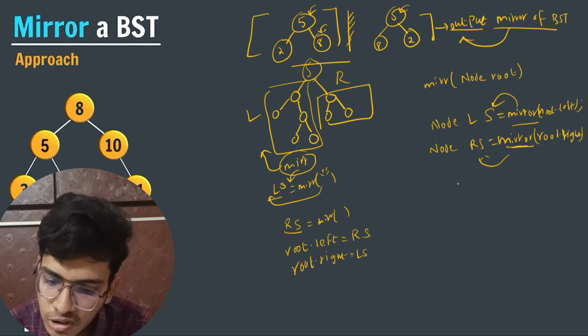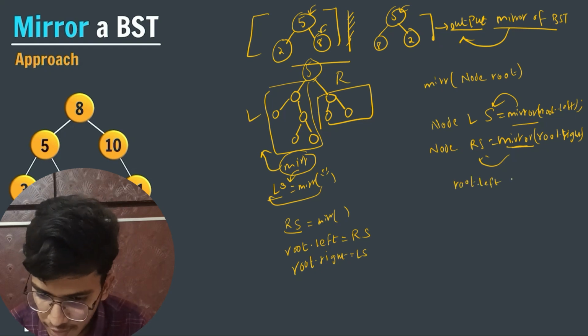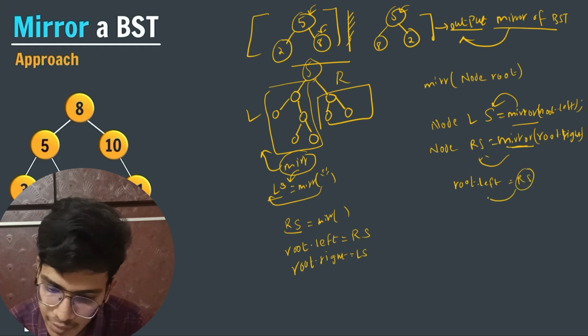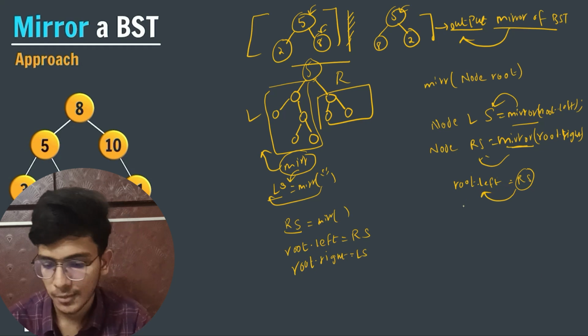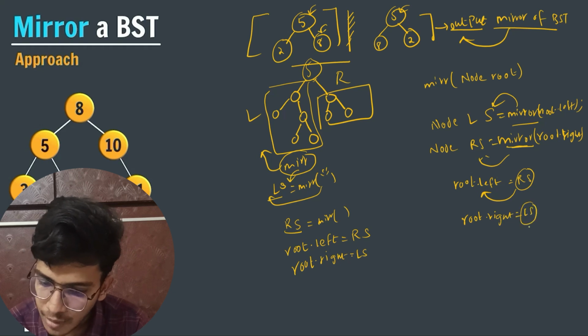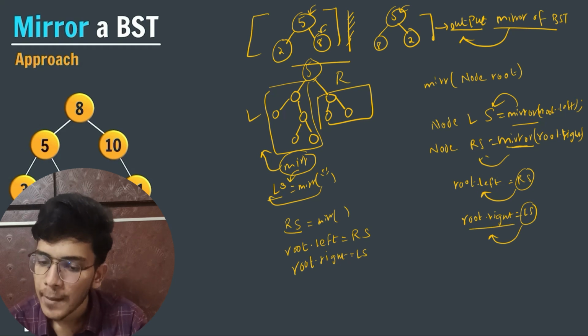Now what I will do is swap: root.left = rs. Whatever value I have in rs, I will put it in the left part, and then root.right = ls. Whatever values I have in ls, I will put in the right side. This is what I am going to do.